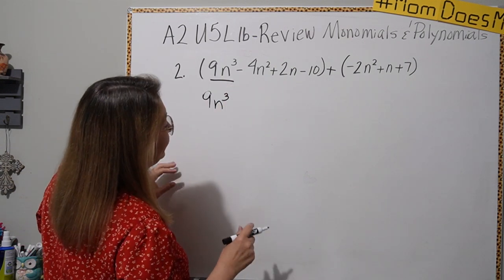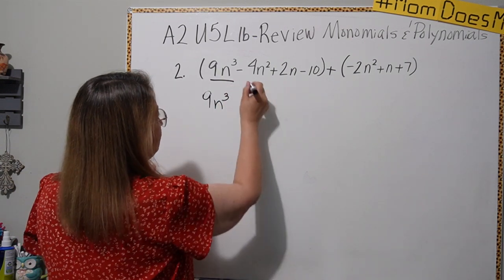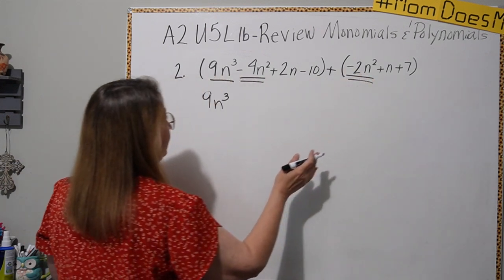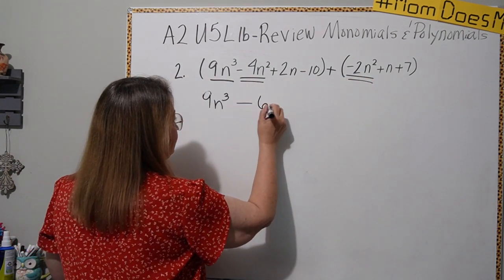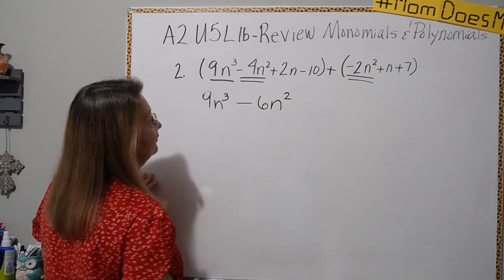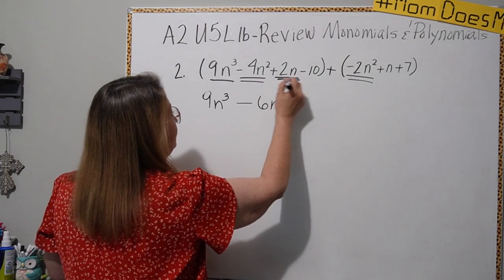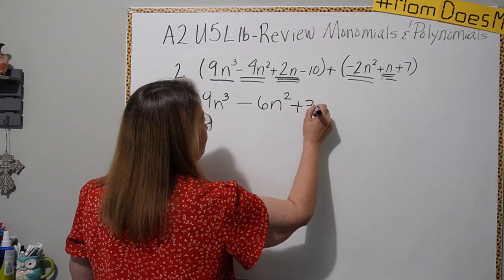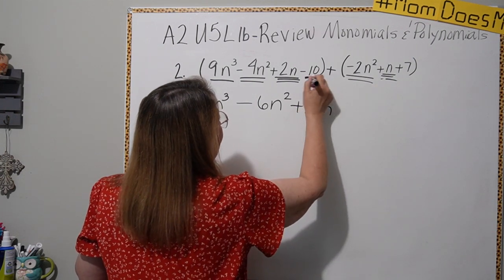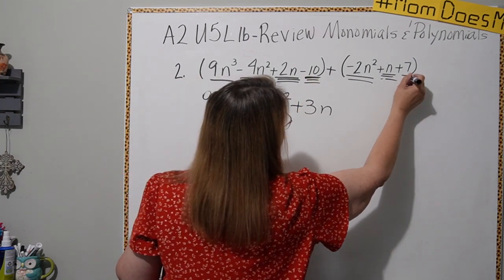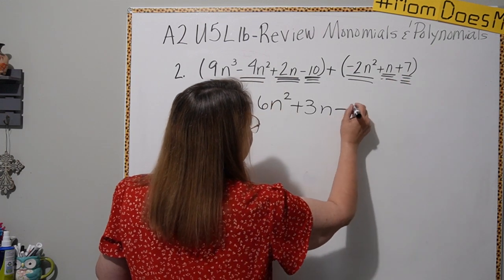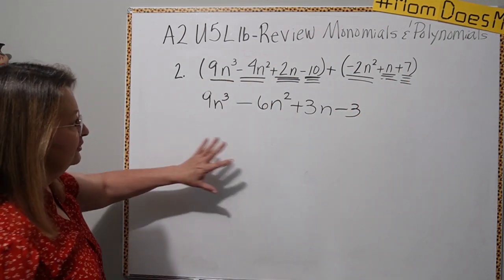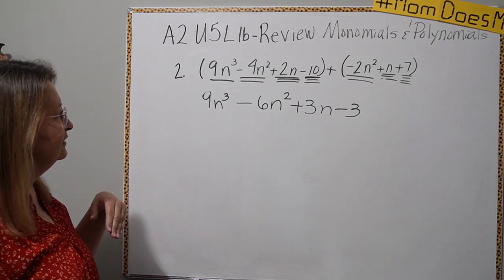All right, now as far as adding the n squared terms, I have a minus 4n squared and a minus 2n squared, and I'm adding, so that's going to be minus 6n squared. All right, 2n plus 1n gives me 3n, and minus 10 plus 7 is going to give me a minus 3. And that's as simple as it gets. There's nothing else to combine, and they are in standard form.